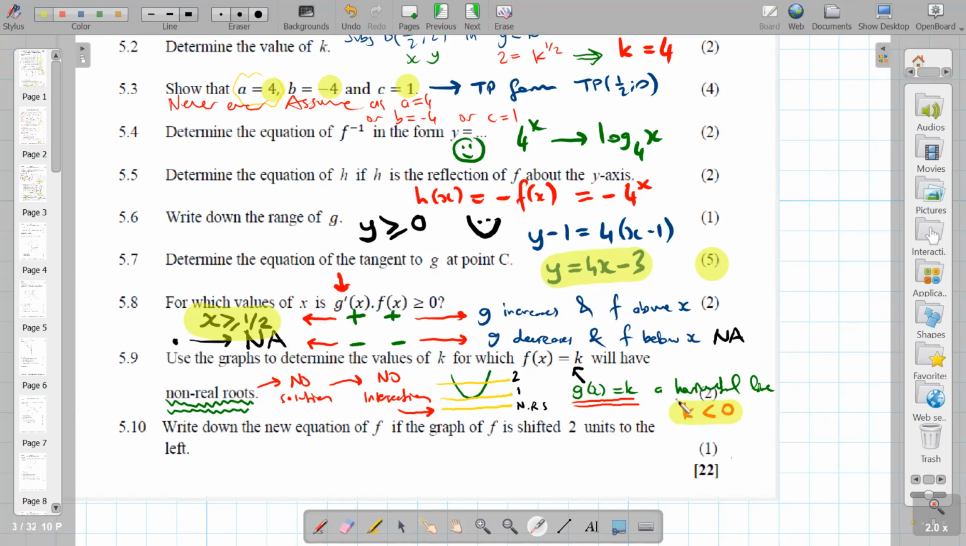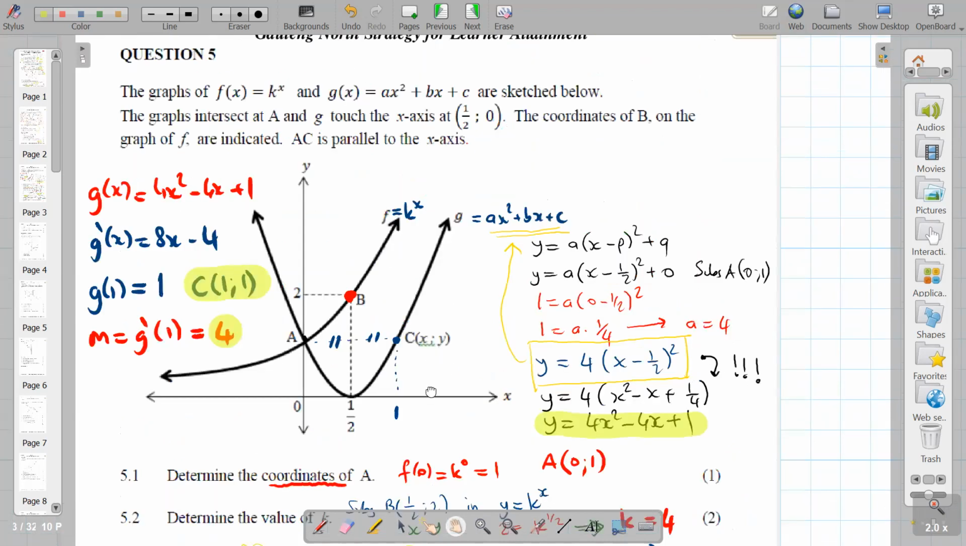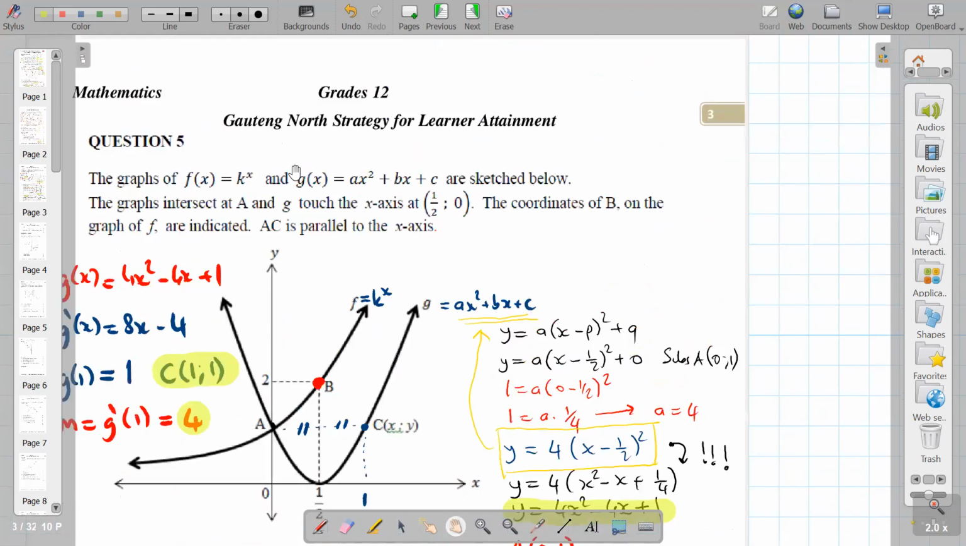That's it. And 5.10, write down the new function f if the graph of f is shifted 2 units left. Okay, 2 units left. Which was the graph of f? It is k to the power of x, which was 4 to the power of x. Okay, so we have 4 to the power of x. So if you move it k units left, what will be the new function? 4 to the power of x plus 4 if 4 units left.